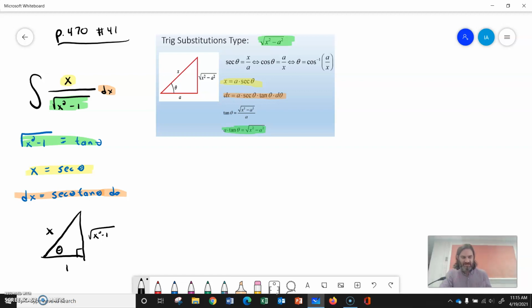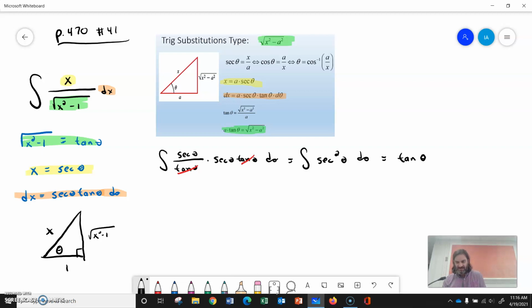Okay, so let's take all of our substitutions and put them in. So we'll replace the x with secant theta. We'll replace the square root function with tangent theta, and we'll replace the dx with secant theta tangent theta d theta, and then we can come back and reduce. So we'll have a tangent cancel out, and basically we'll be integrating secant squared of theta. That's nice. Secant squared of theta integrates just to be tangent. So we'll have tangent of theta plus c.